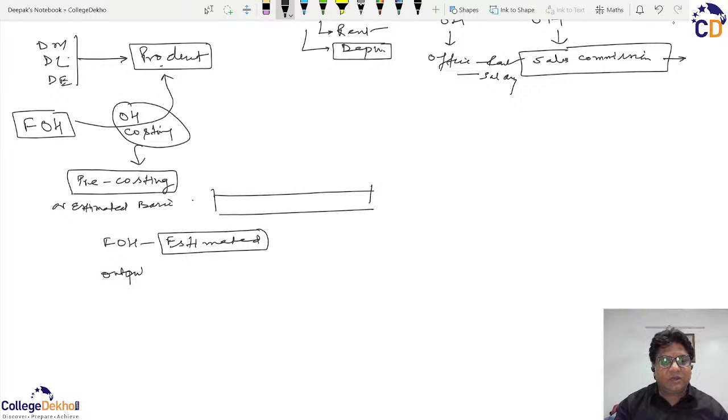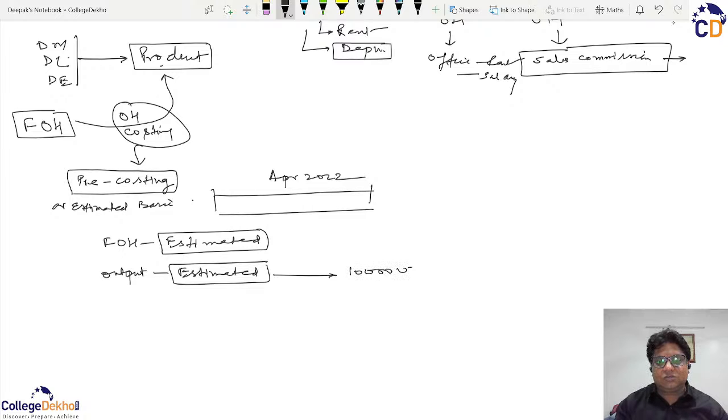Now that output, if we go on a product basis, you also judge the output on an estimated basis. For example, you think that in the month of, say, April 2022, the company plans to make 10,000 units. Now second will be what kind of overheads will be incurred in the factory.